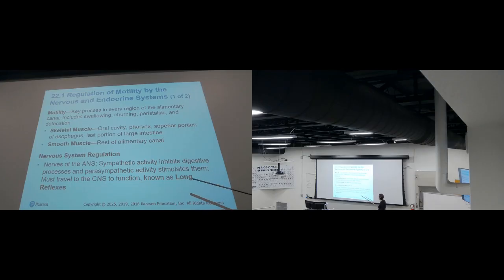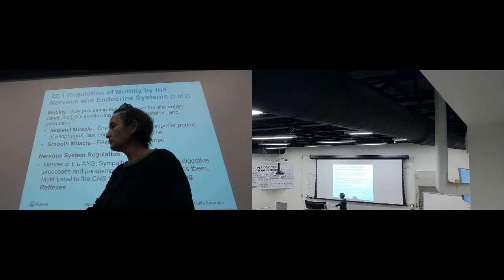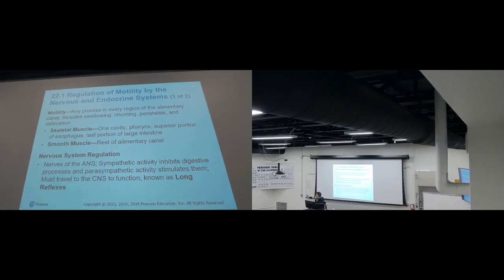Now, what types of muscle can we have in the digestive system? Mostly we have smooth muscle in the alimentary canal, with the exception of the oral cavity, where we have skeletal muscle, also in the pharynx and the superior portion of the esophagus. The superior third of the esophagus is made of skeletal muscle, but the second and third distal portions of the esophagus are made of smooth muscle. And in the anus, we have skeletal muscle.